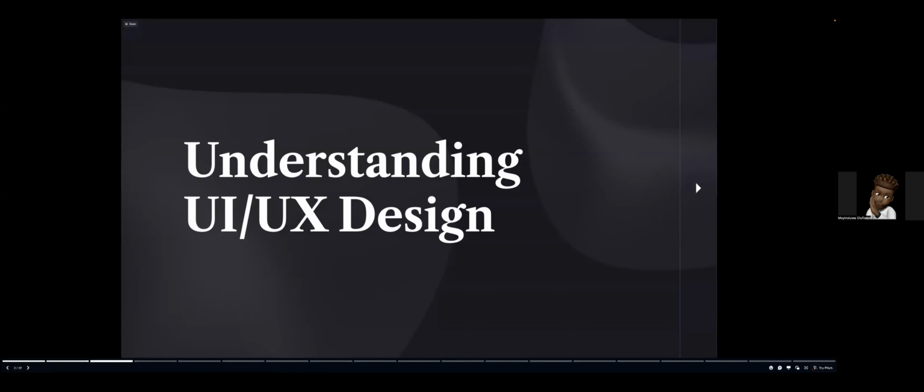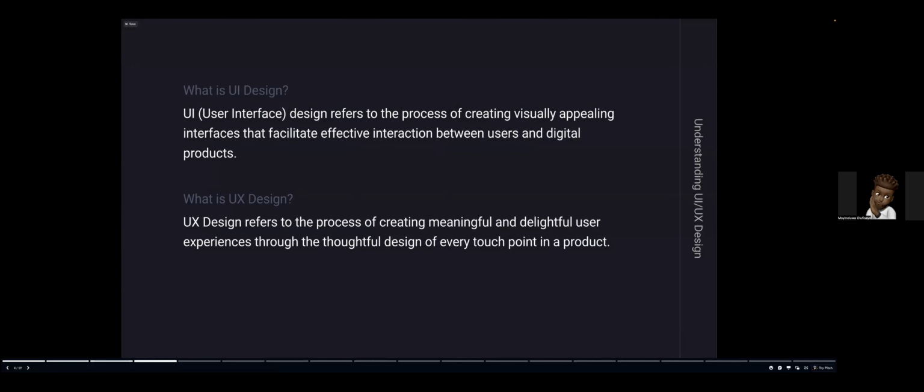So picking up from the first one, understanding UI/UX design. What is UI design? What is UX design? What are they all about? Is it about just the screens, or is it about just the experience? Is it about the product entirely itself? Let's find out. So what is UI design?